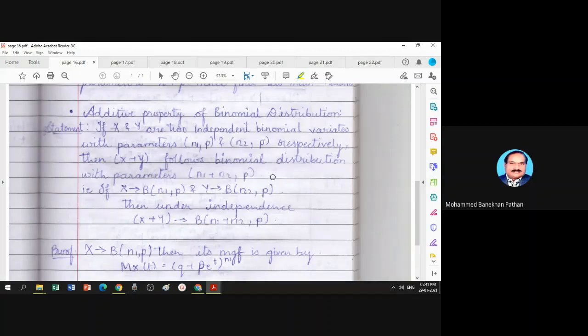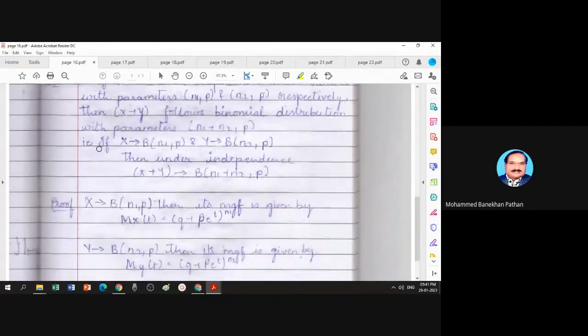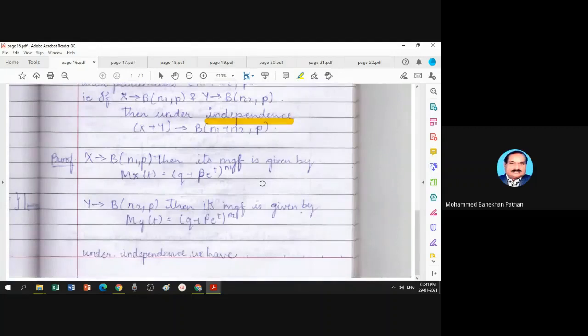So the statement can be written in notational form: x follows binomial n1, p and y follows binomial n2, p. Then under the situation of independence, if x and y are independent, then the addition of two binomial variates follows binomial with parameters n1 plus n2, p. Let us see the proof. Proof is very simple by the approach of MGF.